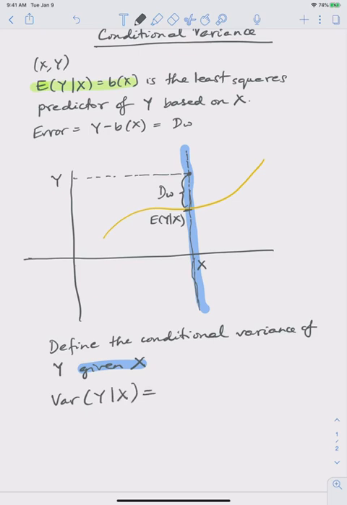Let's just see if we can come up with a definition. You have enough experience now. You should understand how quantities are defined. First, it is something conditional given x, so in the end the answer is going to be something given x. It's going to be the expectation of something or other given x. Okay, the expectation of what? What is the variance? The variance is the expected squared deviation.